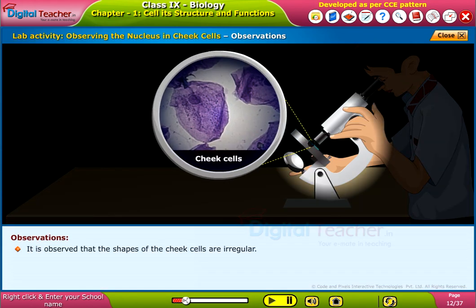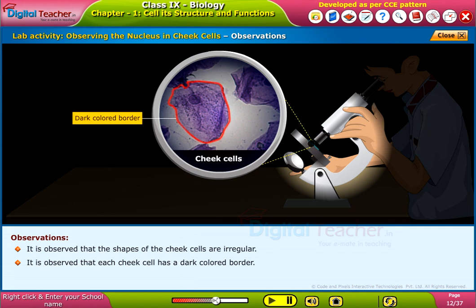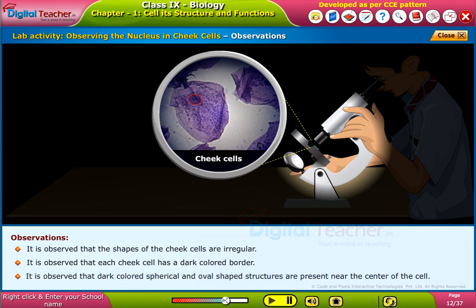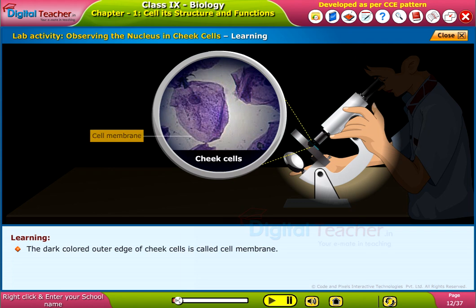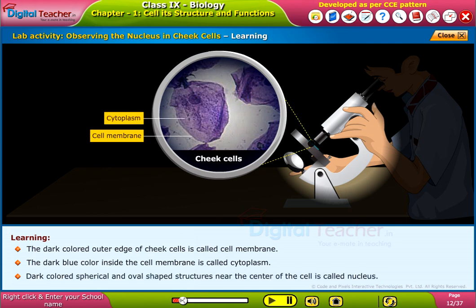It is observed that the shapes of the cheek cells are irregular. It is observed that each cheek cell has a dark-colored border. It is observed that dark-colored spherical and oval-shaped structures are present near the center of the cell. The dark-colored outer edge of cheek cells is called cell membrane. The dark blue color inside the cell membrane is called cytoplasm. Dark-colored spherical and oval-shaped structures near the center of the cell is called nucleus.